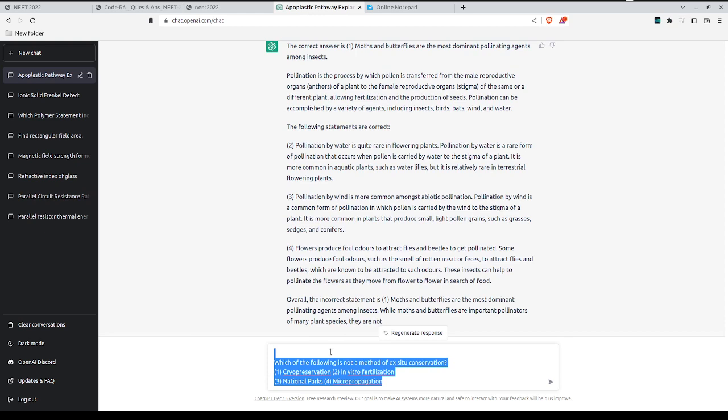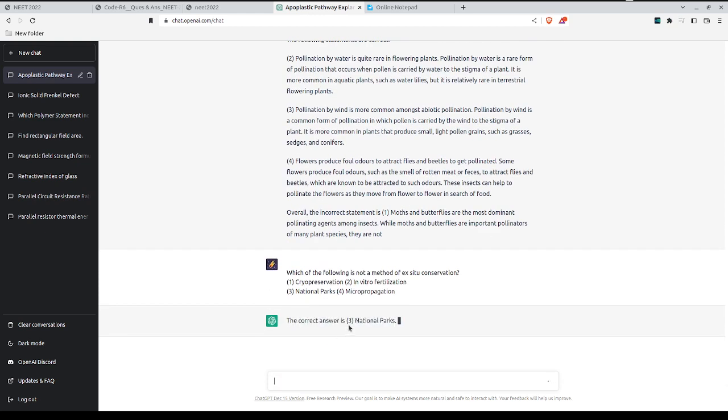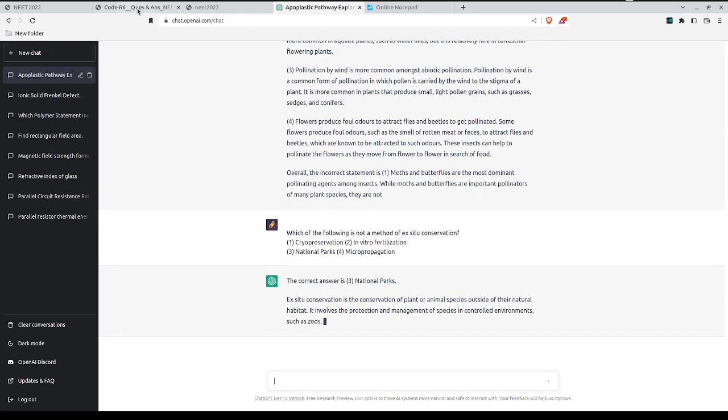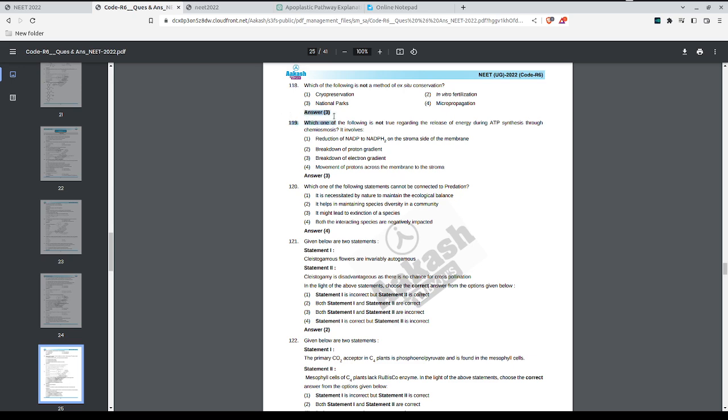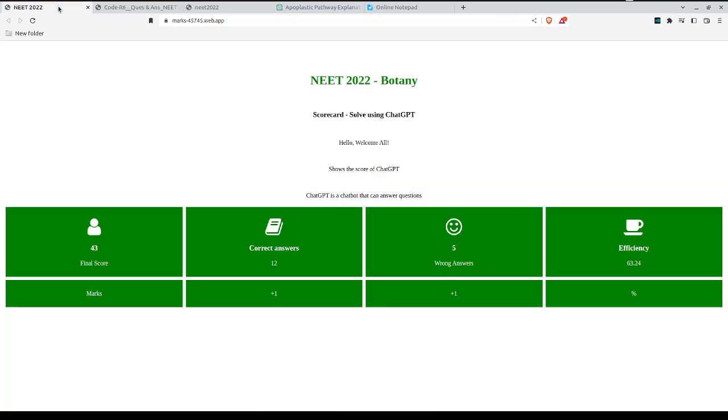Which of the following is not a method of ex situ conservation? 1. Cryopreservation. 2. In vitro fertilization. 3. National parks. 4. Micropropagation.